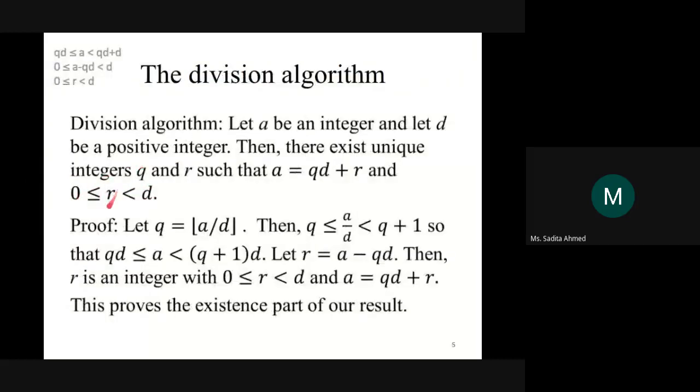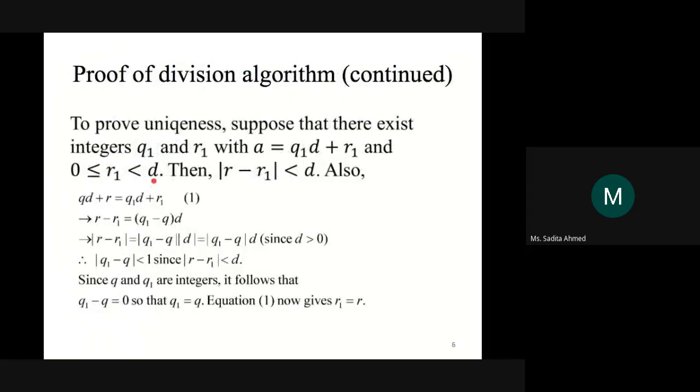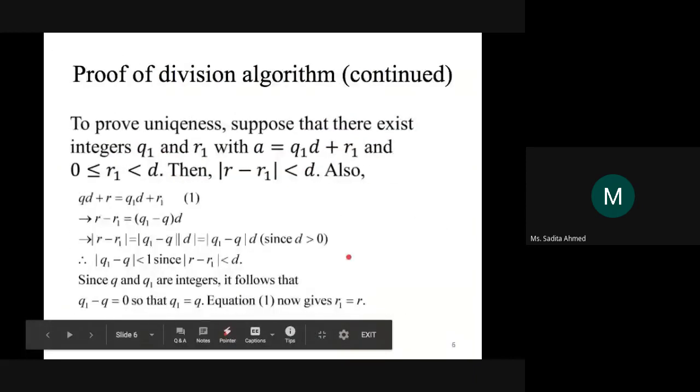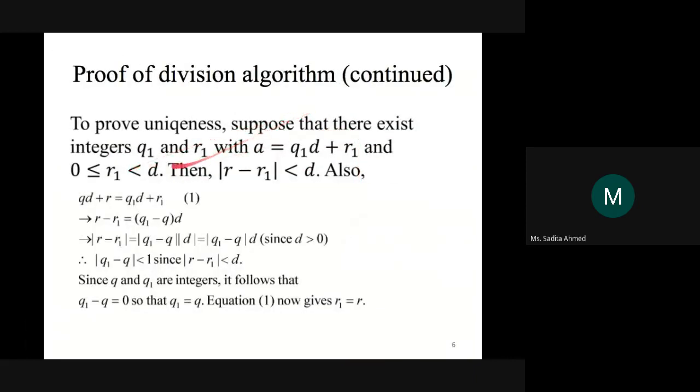Similarly, just like before. We've already proved the existence of these two equations, right? So we can use that. We've already proved the existence, so since we have proved that, we can use these two. And if A is being divided by D and we get Q1 and R1, some other set of integers, then we can say these things.